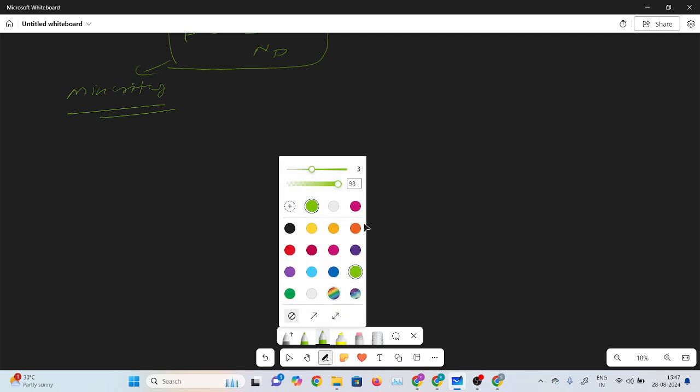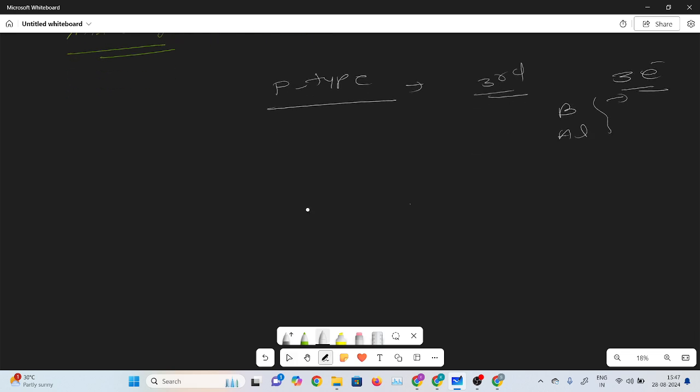Now I am coming to the p-type semiconductor. I am telling it in brief, otherwise the video will be very lengthy. So this is the p-type semiconductor. In case of the p-type, we add a third group element. The third group elements are boron and aluminium, which have only three valence electrons.